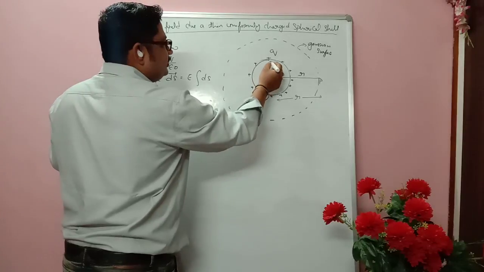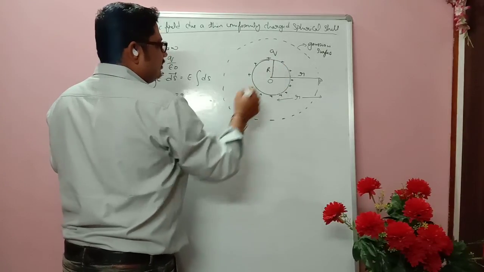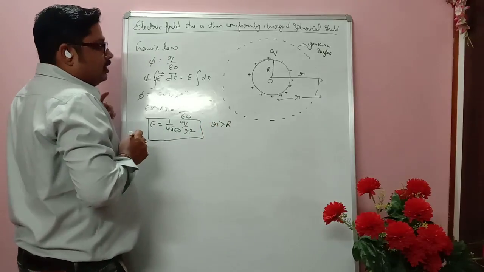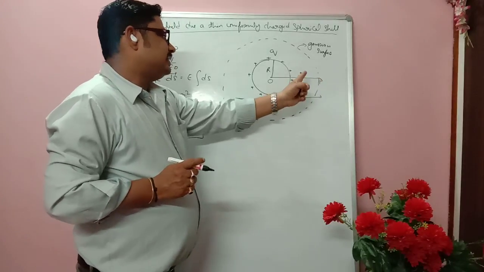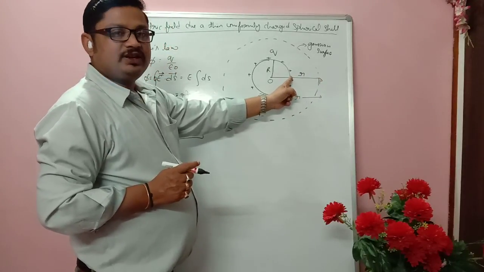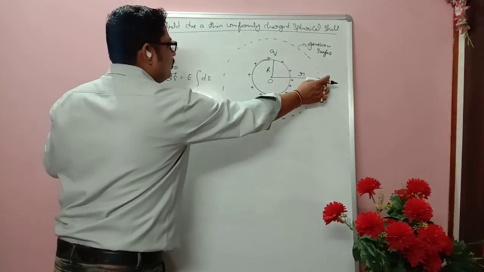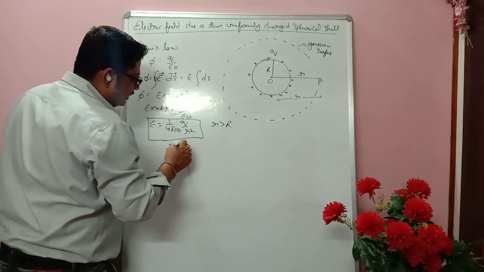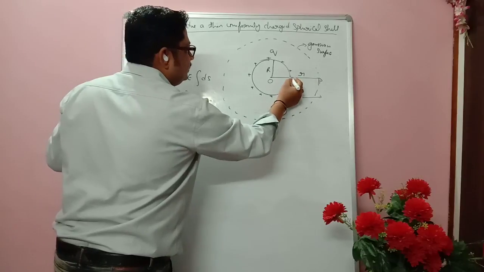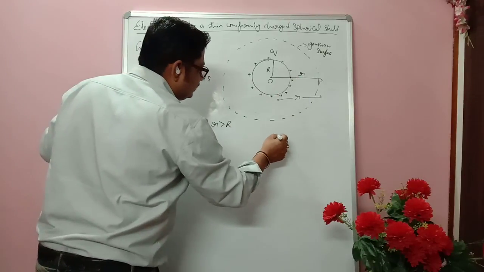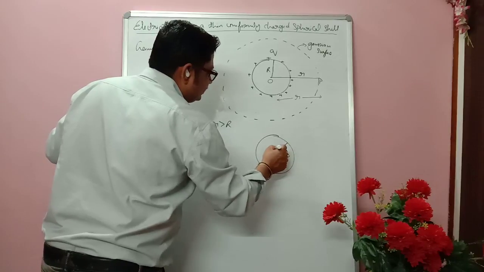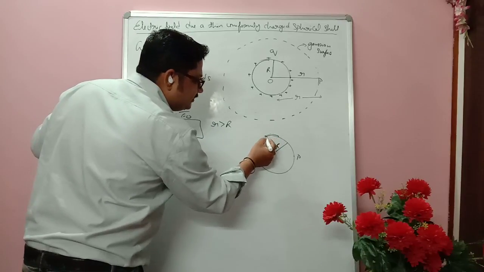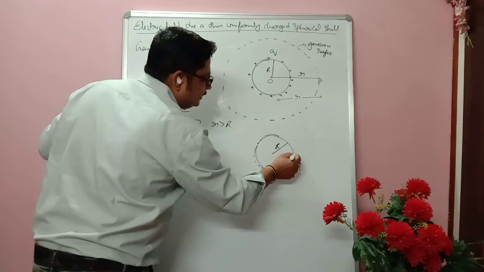shell. Now suppose that this shell is of radius capital R. So this is the electric field at distance r greater than capital R, the radius of the shell. Now again, suppose this point P comes on the surface of the spherical shell, so the distance r is equal to capital R. Now this point P has come on the surface of the shell. Again we draw a Gaussian surface near the surface of the shell like this.